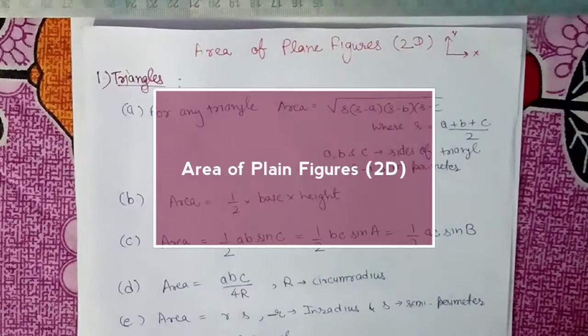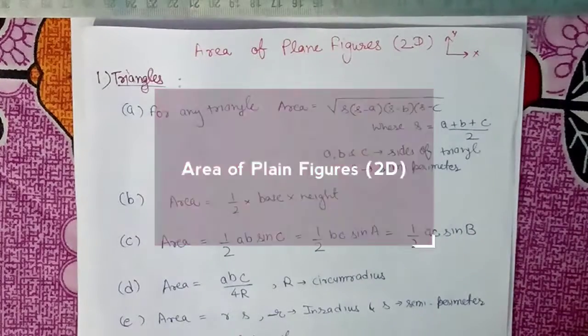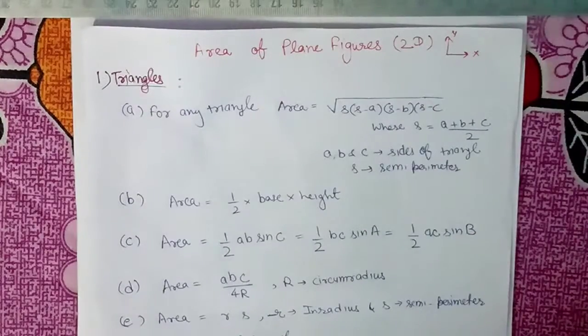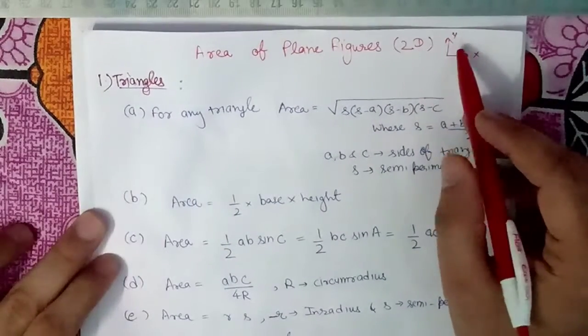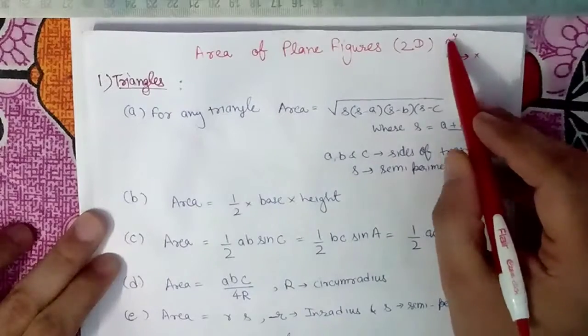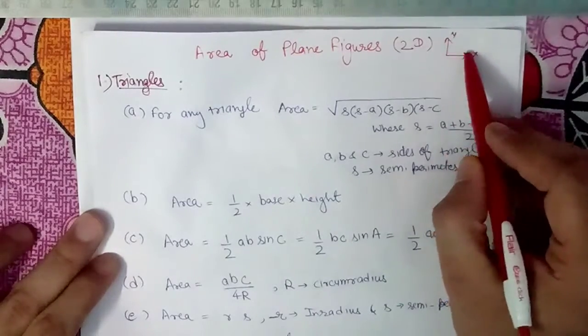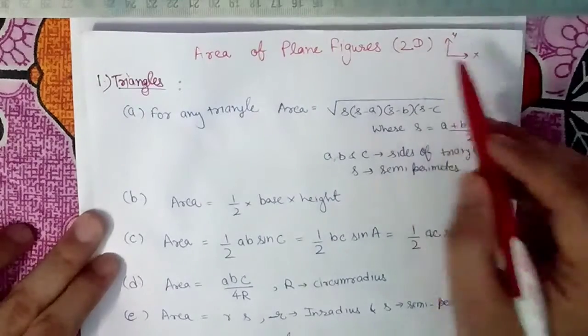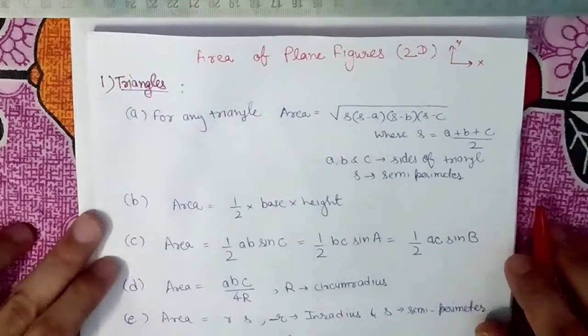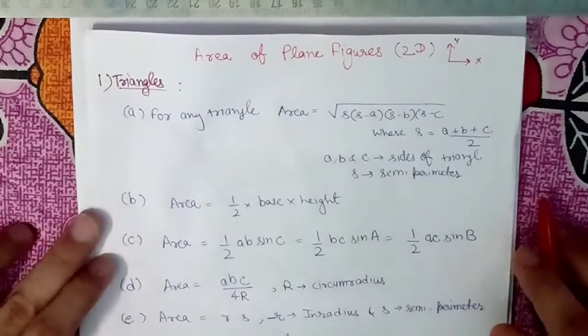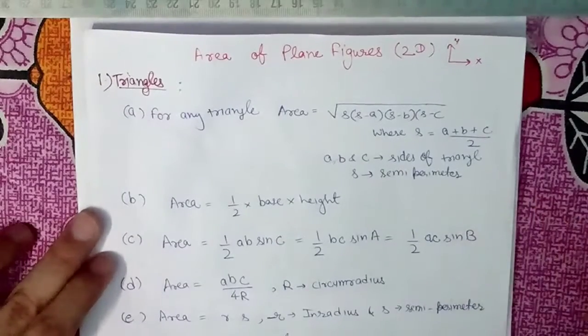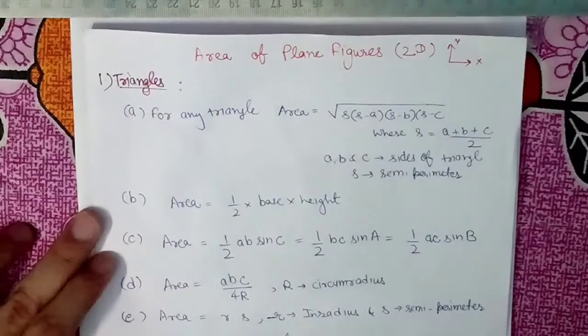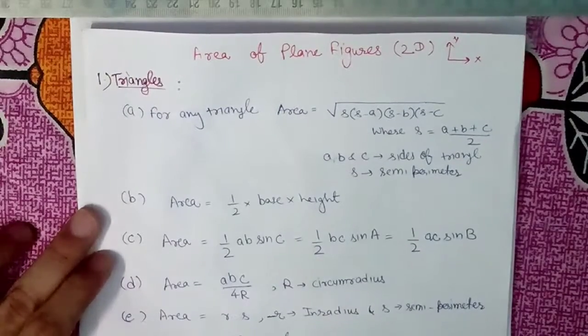Today we will be discussing the areas of plane figures, which are usually in two dimensions. For example, if this is the x-axis and this is the y-axis, this is known as 2D, two dimensional. As we know, we have different types of triangles, so we have different formulas to calculate the area of that particular triangle.